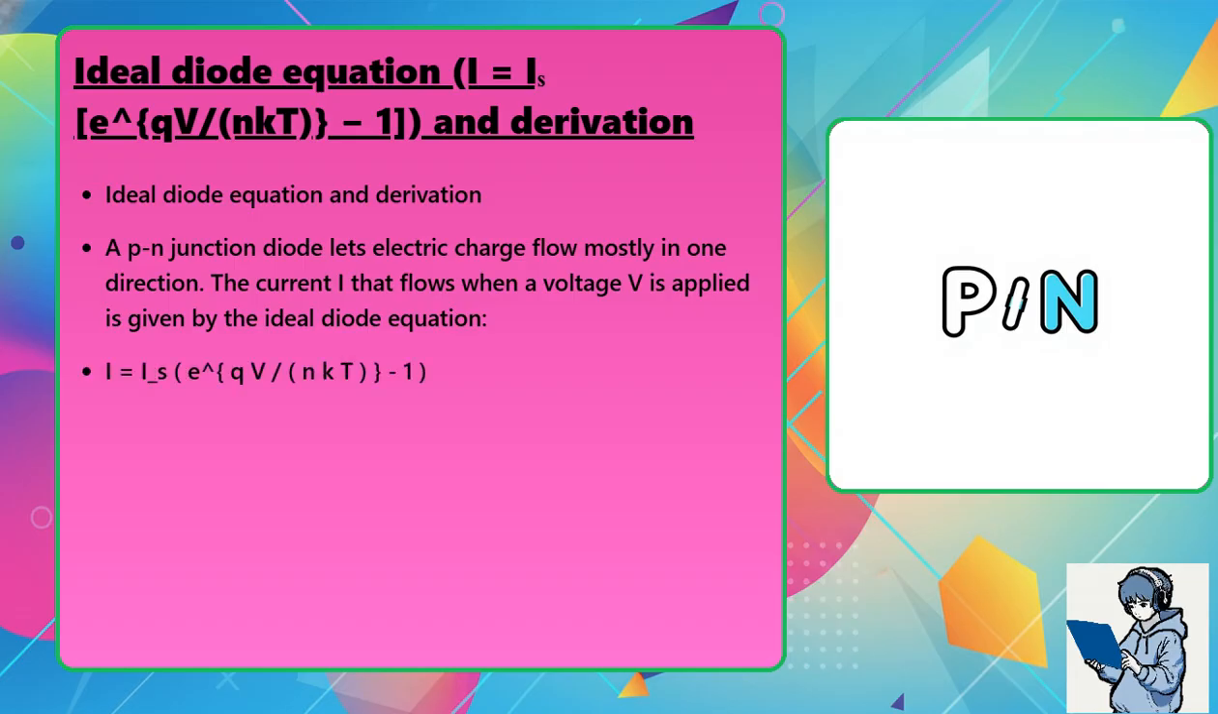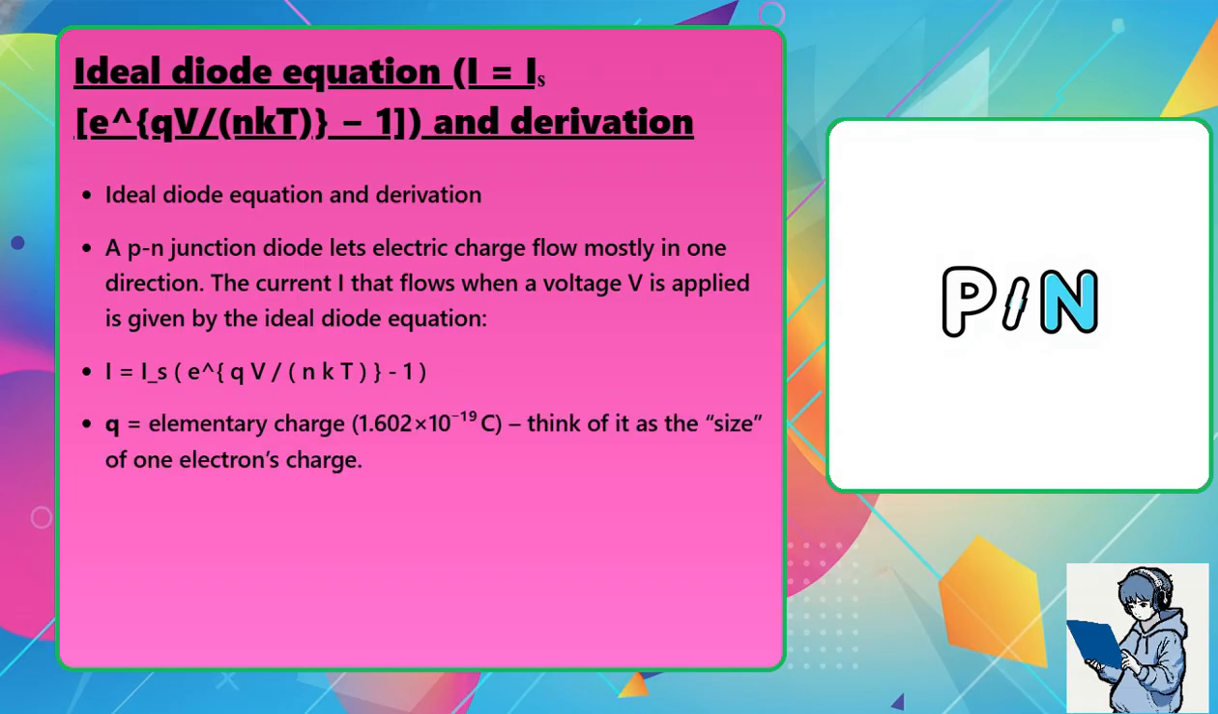I equals I_S times (e^(QV/NkT) − 1). Q equals the elementary charge, 1.602 × 10^−19 coulombs. Think of it as the size of one electron's charge.